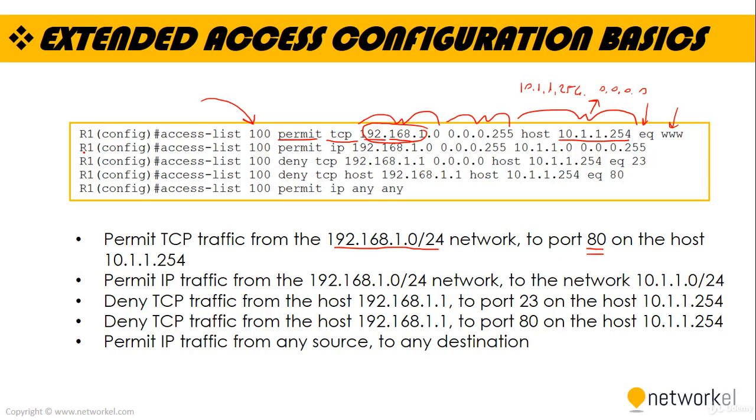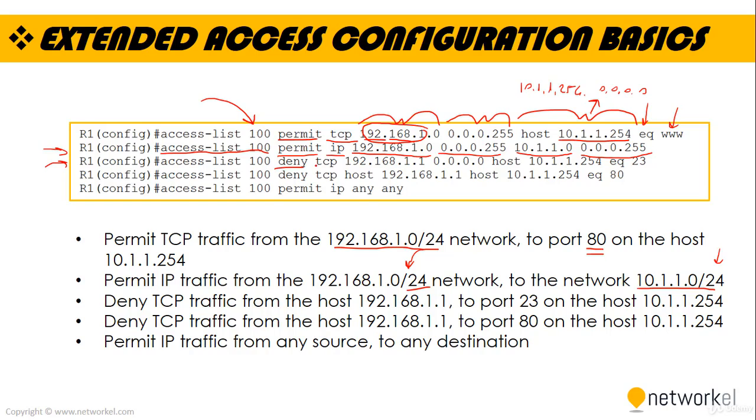Okay, let's go ahead with the second. Access list 100 permit IP. This is permitting the traffic from this network while it's going through this network. Permit the traffic from this /24 network to that /24 network.